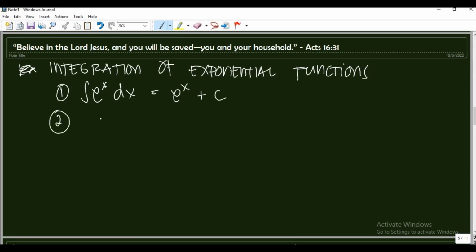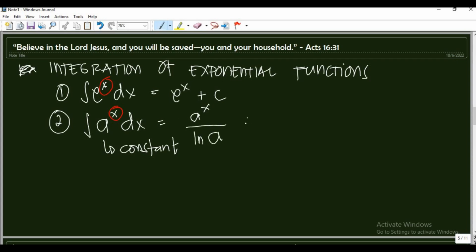Another exponential function is, for example, the integral of a constant a raised to the variable x dx. Take note, this a is a constant. And you will notice that the variable x became an exponent. How are we going to take the integral of it? If our base is a constant and the exponent is the variable, we simply copy our constant a raised to that variable x, divide it by the ln of our constant a, plus c.